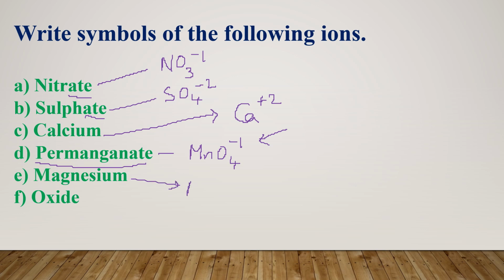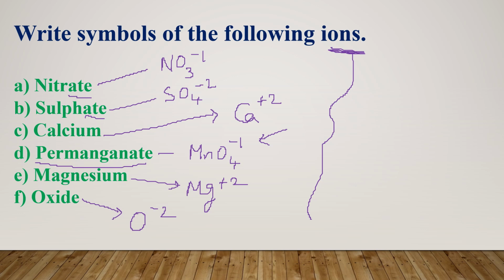Then magnesium. Generally the charge of magnesium is Mg plus 2, because it is ready to donate 2 electrons. By donating, it is converted into a stable electronic configuration. And another one is oxide. Oxide means generally we write O minus 2, because by taking 2 electrons it attains a stable electronic configuration. So that is why O minus 2. So these are the ions it is asking. Write the symbols of the following ions. So generally we wrote like this.